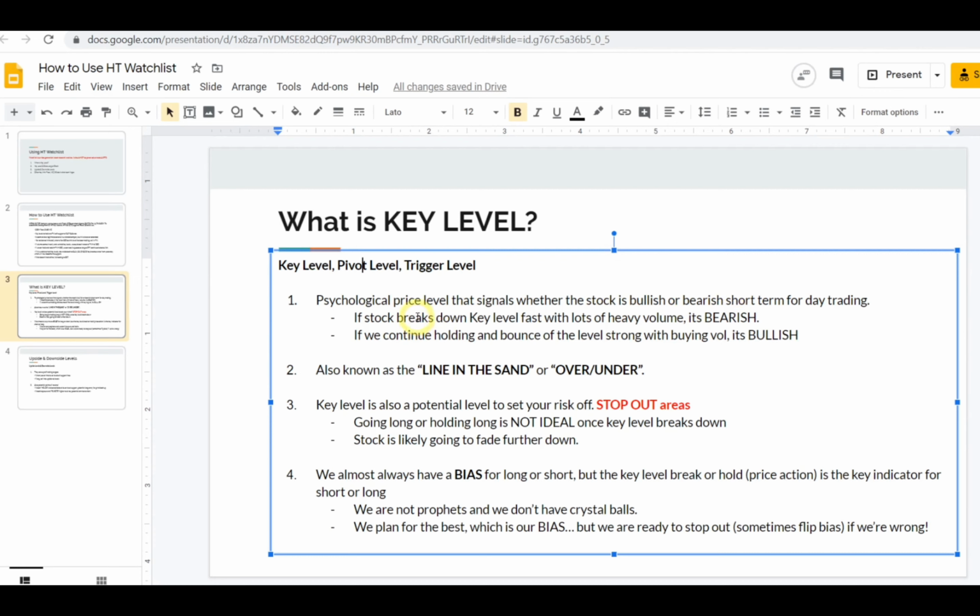If a stock breaks down the key level fast with a lot of heavy volume, then we consider that bearish, right? So it's really a trigger price for us to gauge the sentiment of the stock. If we continue holding the key level, right? So if we dipped down to, let's say, the $47 level we talked about, and the stock bounced off the level really strong with a lot of volume, then that's bullish. It's also known as line in the sand or over under.